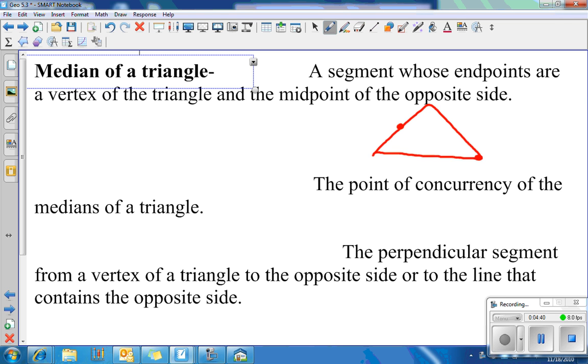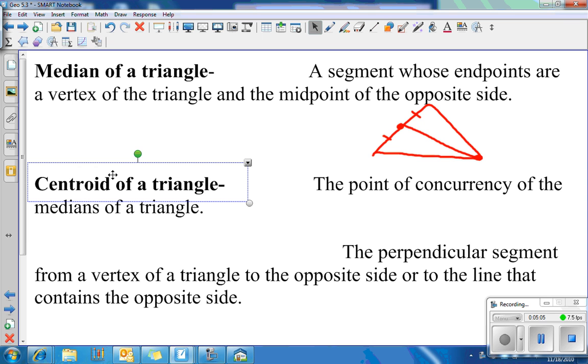So it does something like this. Okay, that's a median. Midpoint of the other side, and it goes to one of the vertices. Now, in a triangle, you'd have 3 medians, right? It's not the perpendicular bisector. Okay, it doesn't have to be, but it is in the middle.